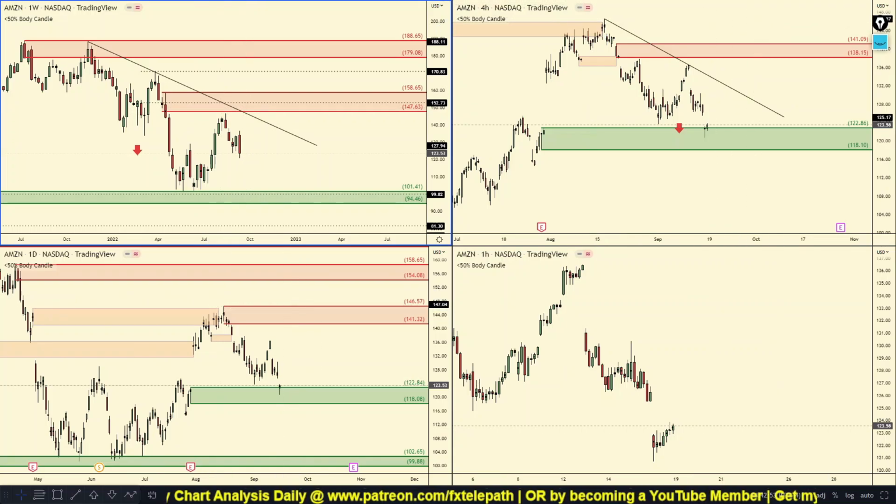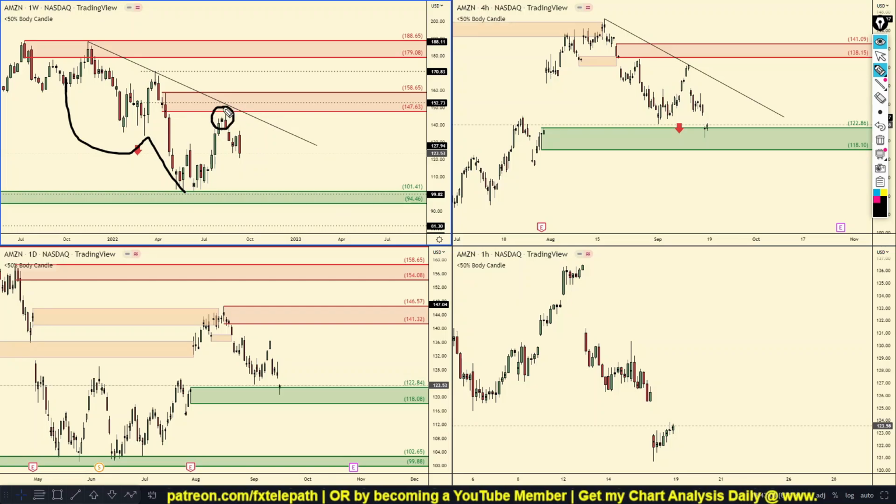All right, on to Amazon. This is a very, very interesting chart. But first of all, remember, we have a weekly downtrend right now. Weekly supply is basically in control. We didn't quite touch it. We pretty much did. So weekly supply is in control.